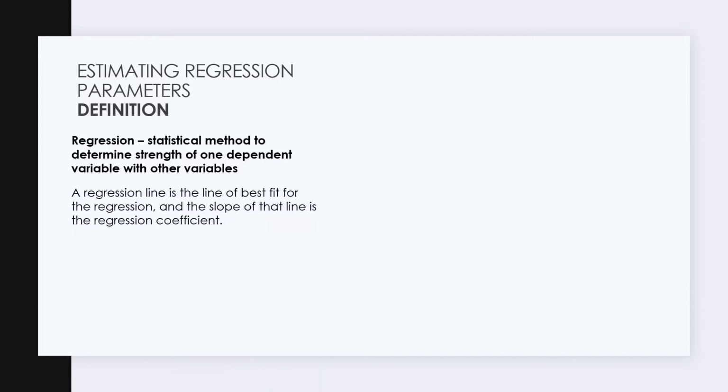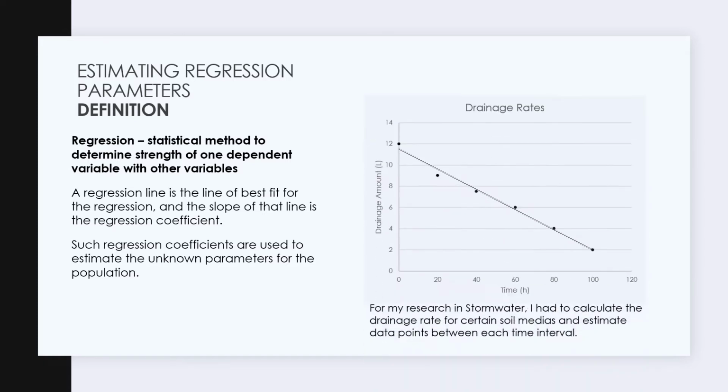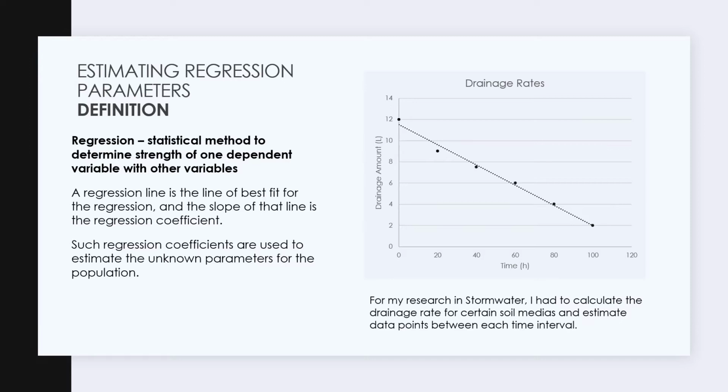A regression line is essentially the line of best fit, and the slope is the regression coefficient. We can figure out unknown parameters with these regression coefficients. So on the right, I have drainage rates. On the y-axis, drainage amount, and x-axis is time. And so we are testing different media types in the stormwater lab, testing how permeable these media types are. So this is one example, I believe, BAM.